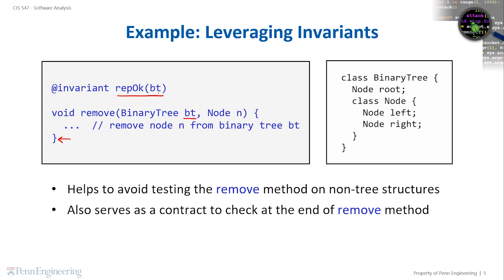A programmer can specify such invariants for use by an automated test generation tool via annotations in the source code such as this.